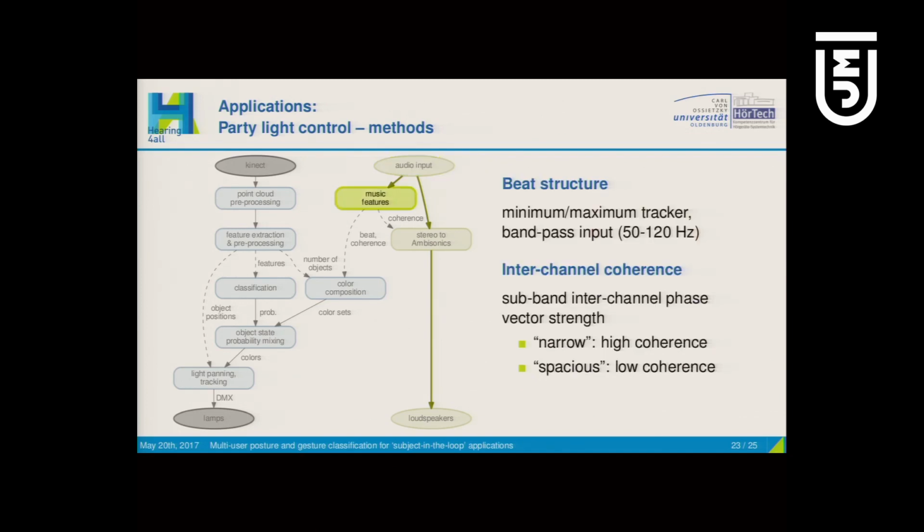So we're having some kind of beat structure, just some kind of low pass or narrow band, low frequency content, and doing some kind of tracking of this for extracting beats. This will control the light in some conditions, as you would expect for a dance floor light system. And we are also using some kind of inter-channel coherence function, just showing some kind of diffusion or spatial complexity of this sound.